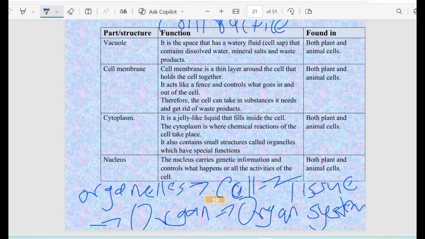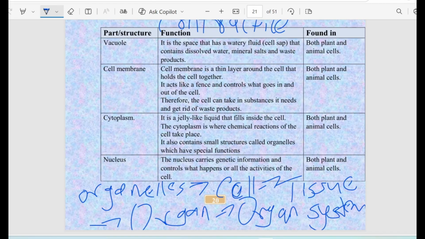But you're supposed to know this cell membrane is semi-permeable, where you find that it allows some of the substances to enter and prevents the others from entering. Then you find that this cell membrane is found in both plant and animal cells.